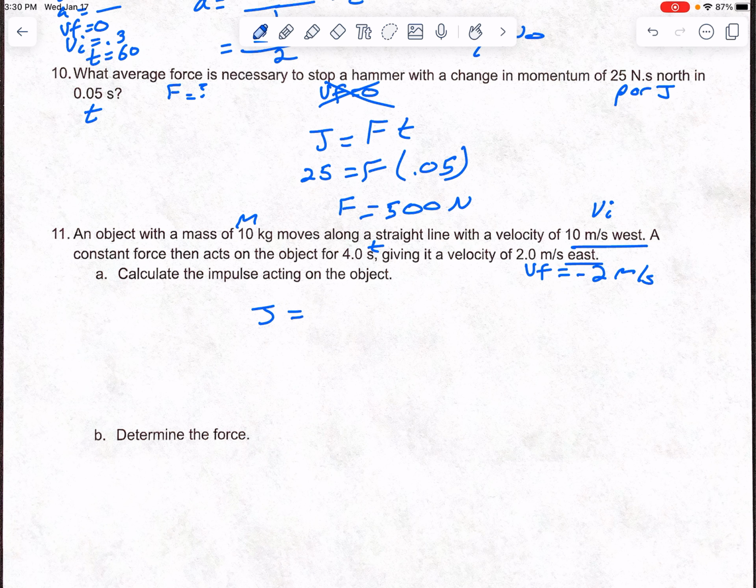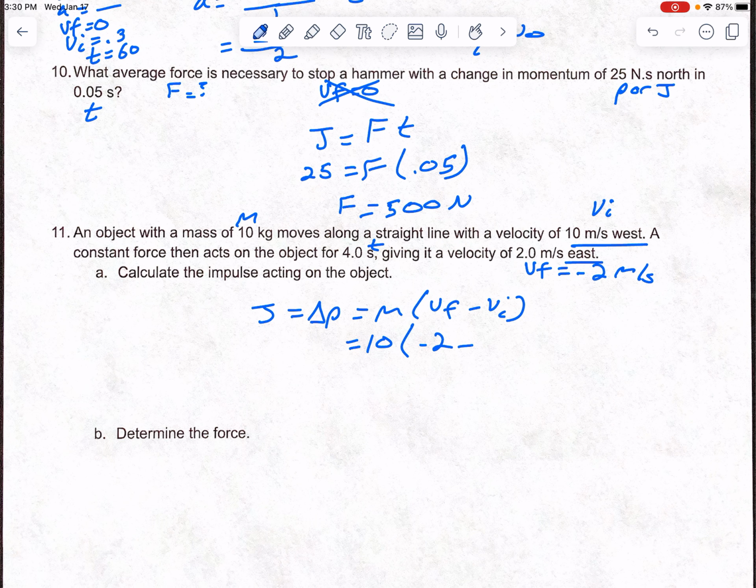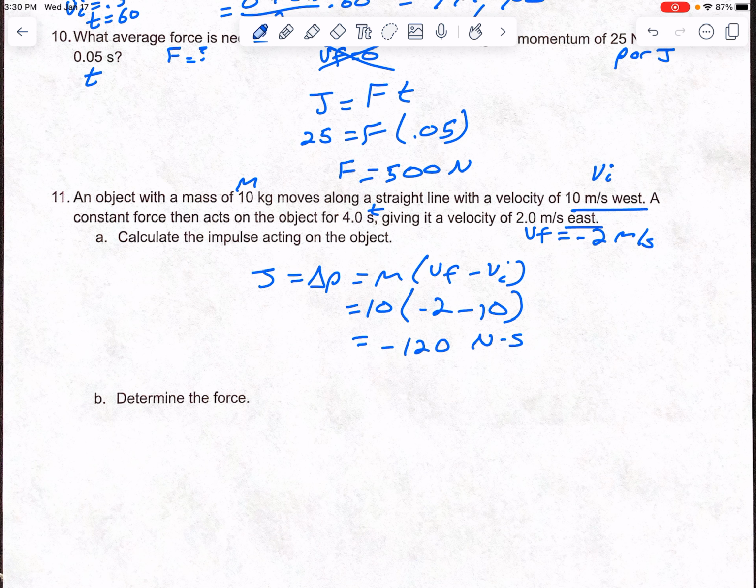Do I have force and time? Nope. So J equals P. P equals mass times VF minus VI. So my mass is going to be 10. VF is negative 2 minus your initial, which is 10. And you multiply that out, and you get negative 120 newtons times seconds. Or kilograms times meters per second. Either way works. So again, as long as you make one of the velocities negative, it does not matter. It's how you look at the direction.